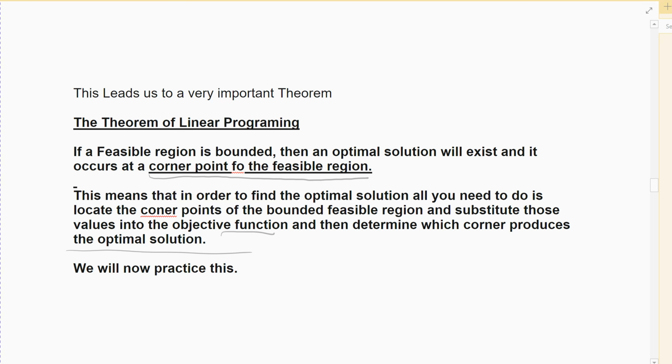Now we're going to practice this theorem, right? The theorem is if I find my feasible region, my solution set, the optimal solution exists and is one of my corner points. So I need to find my corner points, and then what you do is you plug them into whatever objective it is you're looking for. And so right now we're just going to practice this.